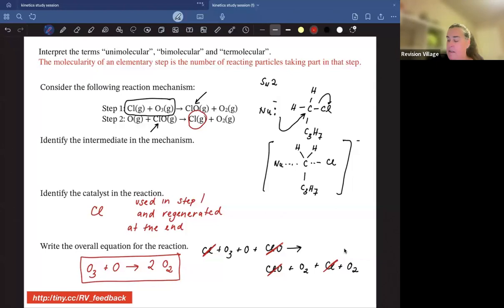On the other hand, an intermediate in this is going to be ClO. That's something that's made in one step, and then used up later.